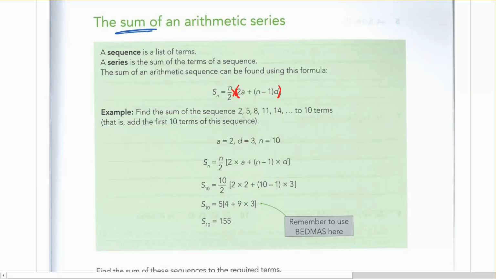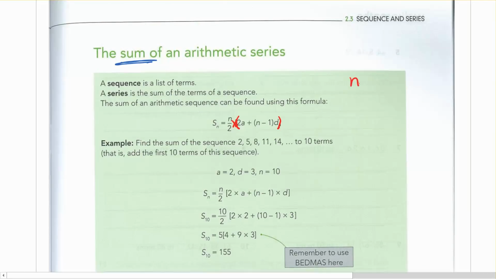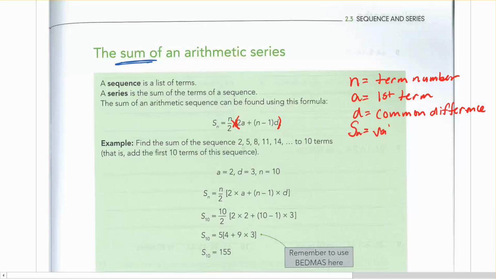A lot of the things are the same here. N is still equal to the term number. So we're asking basically is it the first, 7th, 25th term in the sequence, whatever that is. A is still the value of the first term. And D is still your common difference, how much it goes up or down each time. And then S sub n, this is the value of the sum, or basically the sum of n terms.